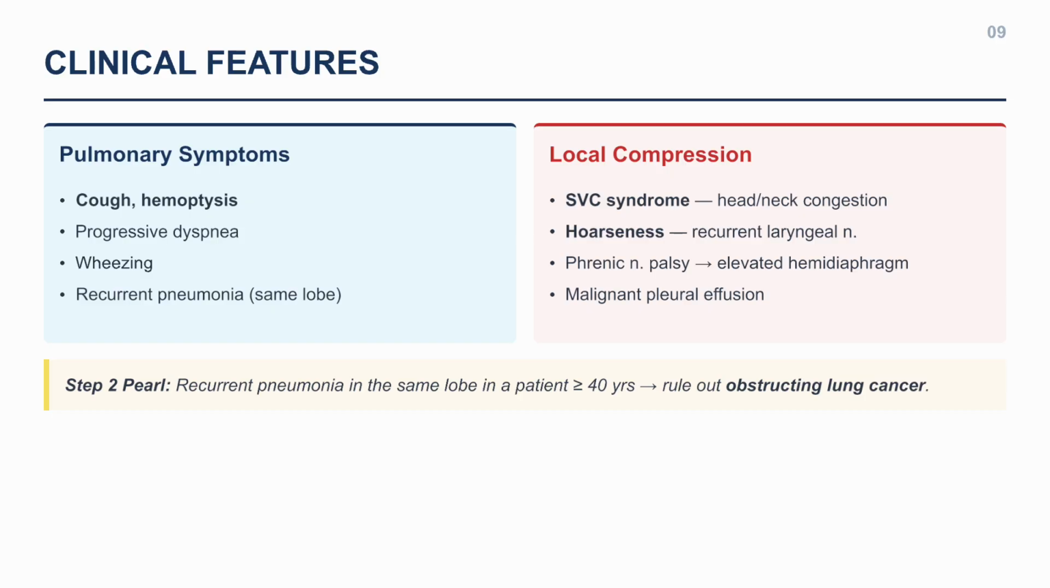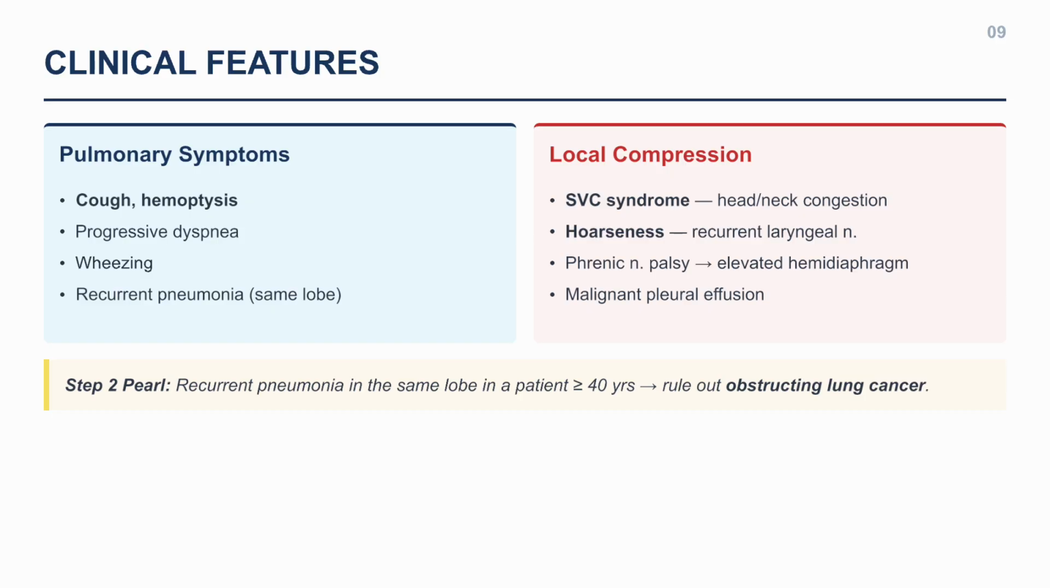Local compression symptoms result from tumor invasion of nearby structures. Superior vena cava syndrome causes facial swelling, head and neck congestion, and dilated chest veins. Hoarseness results from compression of the recurrent laryngeal nerve. Phrenic nerve involvement causes hemidiaphragm paralysis, visible as an elevated hemidiaphragm on chest X-ray. Malignant pleural effusion produces dullness to percussion and decreased breath sounds. Constitutional symptoms include weight loss, fatigue, and fever.